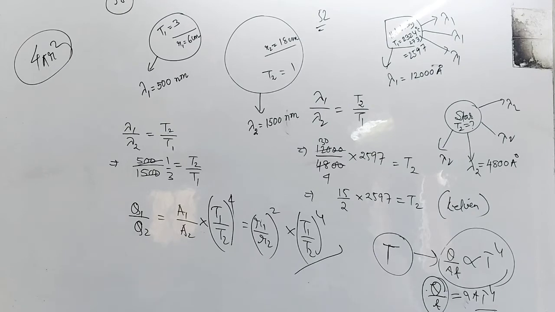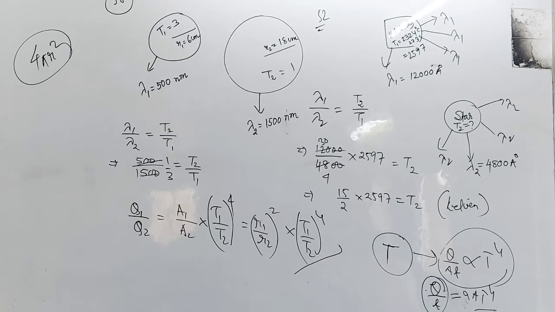Next, question number 61. Suppose we have T1 and lambda 1, and T2 and lambda 2, where lambda 2 is to be found out. Very simple. You go through Wien's displacement law. Question number 61.